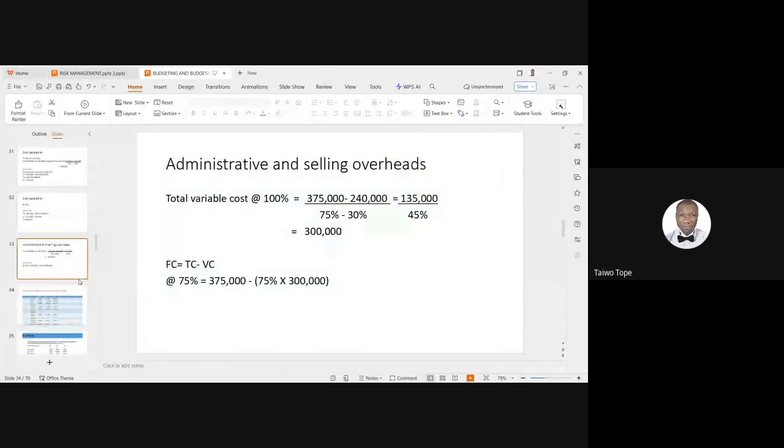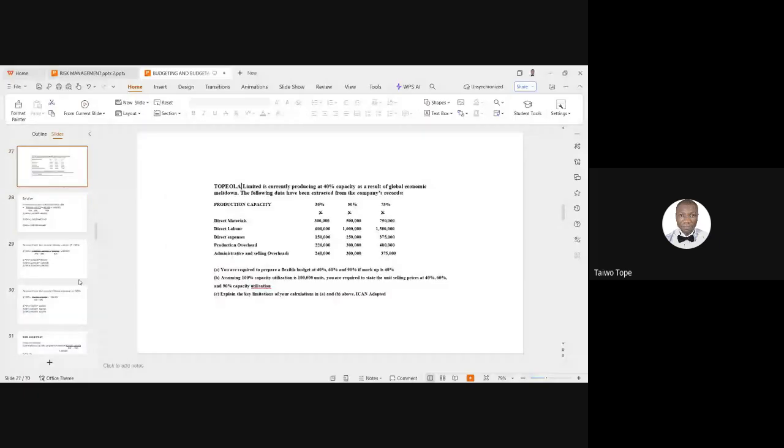So for the B part, assuming 100% capacity utilization, this is a different scenario. When trying to solve a question, you must know when it is linked to the previous one, and when it is standing on its own. So for B, assuming 100% capacity utilization, if you are producing at full capacity, which is 100%, the number of units you will produce is 100,000 units.